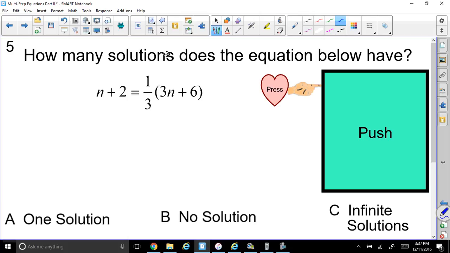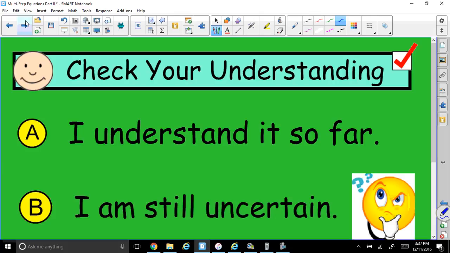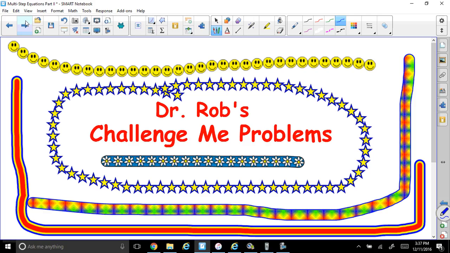So here's one for you. How many solutions does this equation have? N plus 2 equals 1/3 n plus 6. So solve it and take a look at it. Check your understanding. Watch the video again if you don't understand. Write down your questions, bring them in, and we'll talk more about it.